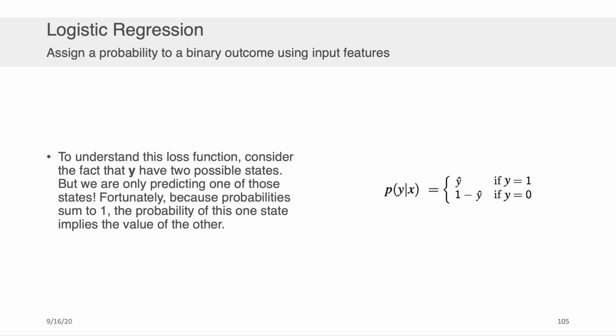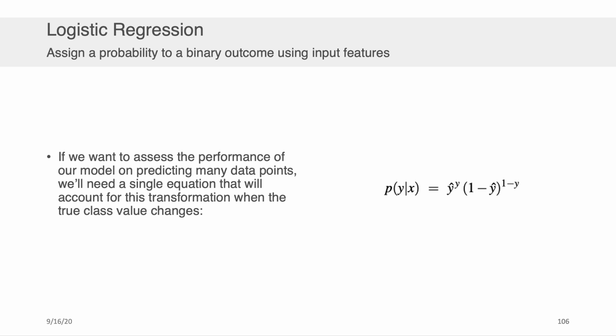To understand what cross-entropy loss is, let's first remember what our model is actually doing when it predicts y, which has two possible states. It's really only predicting one of those states, right? It's predicting the probability that y is equal to 1, not the probability that y is equal to 0. Fortunately, because there are only two states, if I know the probability that y equals 1, then I can figure out the probability that y equals 0 by just taking 1 minus that, and I can have both values.